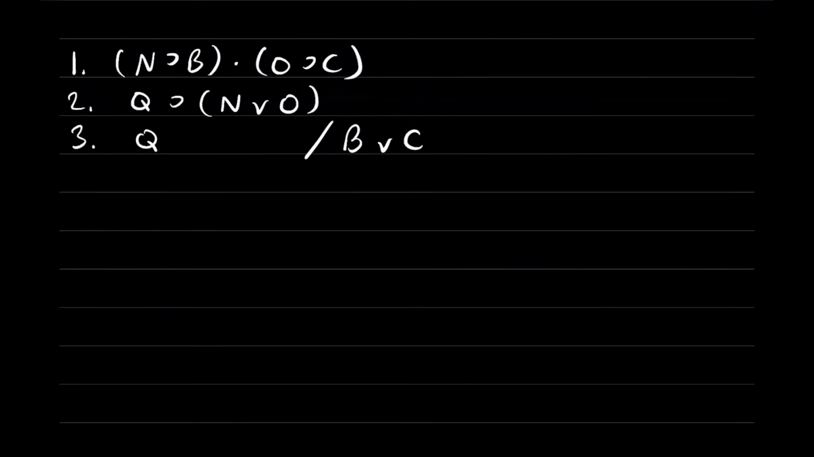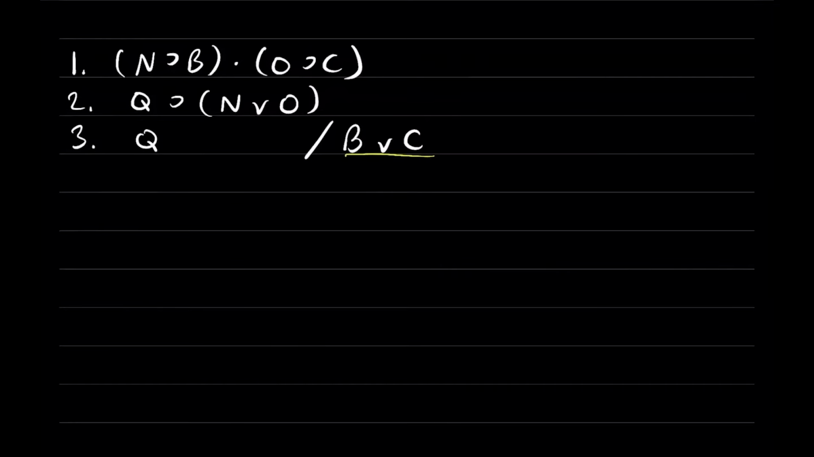In this example, we're given 3 premises. The first is a conjunction. It says N implies B and O implies C. Line 2 tells us that Q implies something: Q implies N or O, that expression in parentheses, which we don't have to worry about very much just yet. And line 3 tells us that Q is true, and we're trying to get the conclusion B or C.